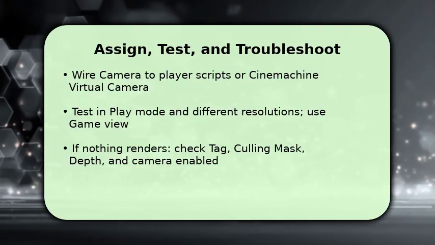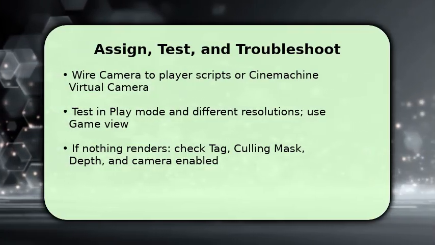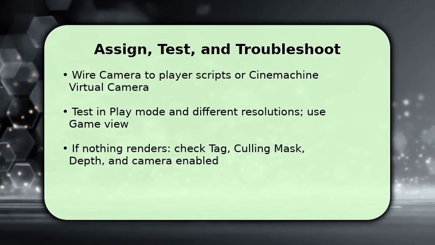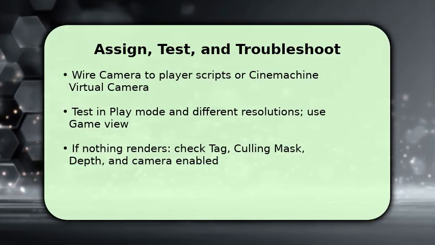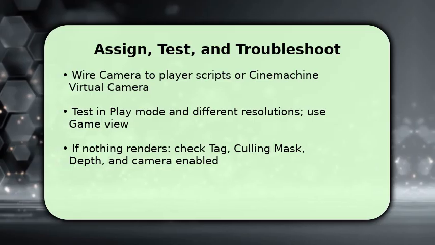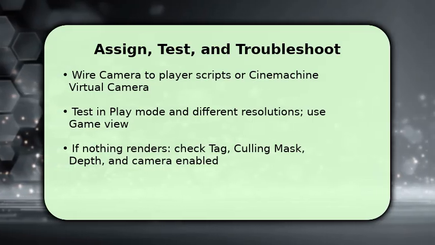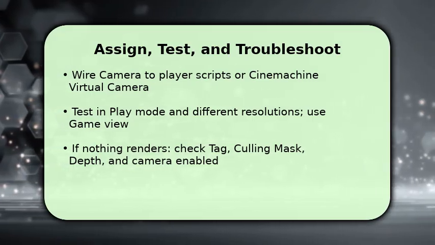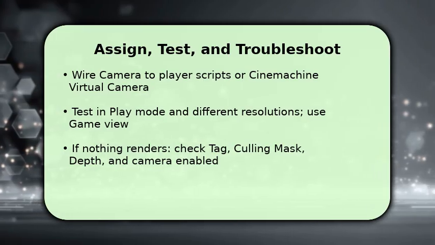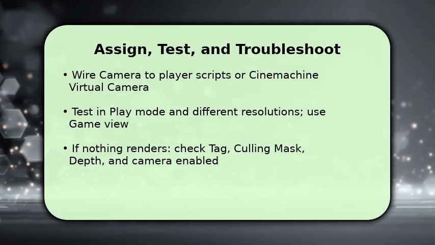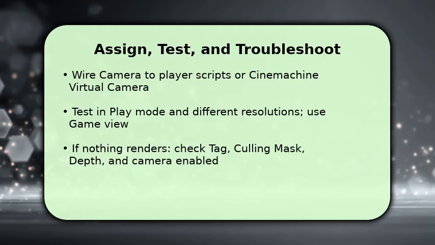Finally, connect the camera to gameplay by assigning it in player scripts or using Cinemachine for smooth control. Configure viewport rect or target display when using split screens. Test across resolutions in game view and verify UI canvas render modes reference the correct camera. Once satisfied, bake lighting and validate performance.